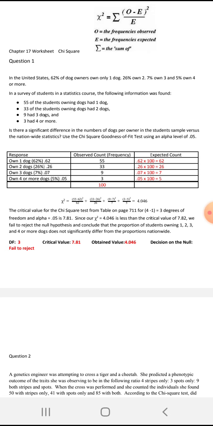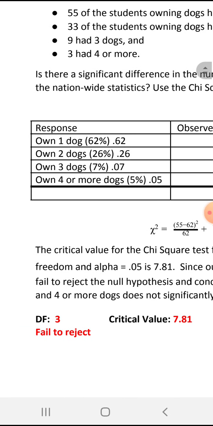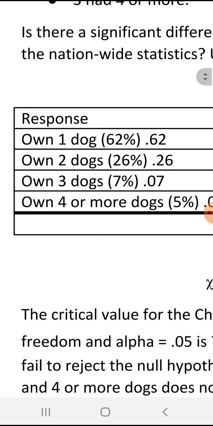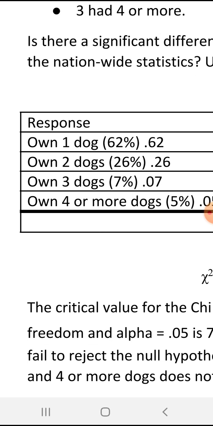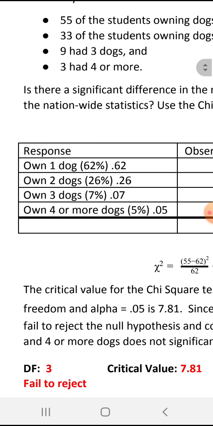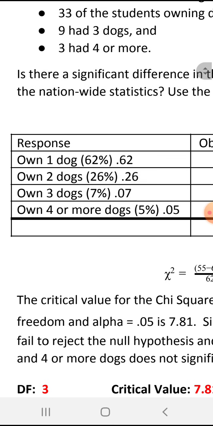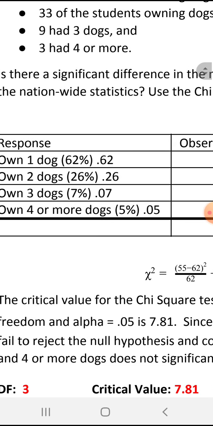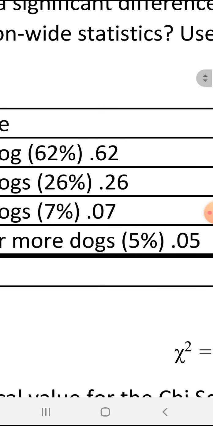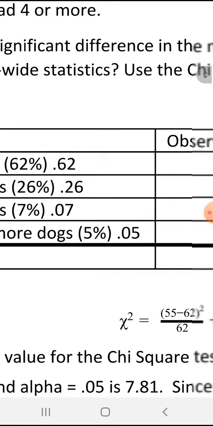Okay, so in this first column, we're going to put what was given and what percentages were given. So one dog was 62%, two dogs 26%, three dogs was 7%, four or more dogs was 5%. Next to the percentages, I put the decimal of the percentages.